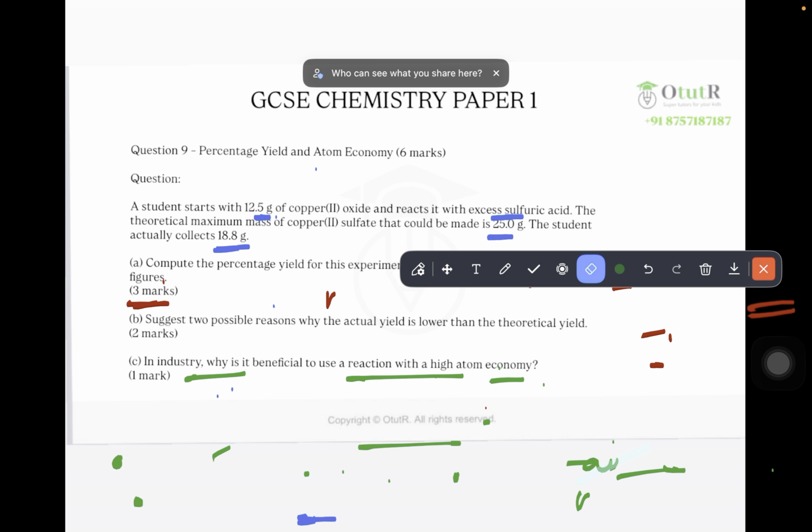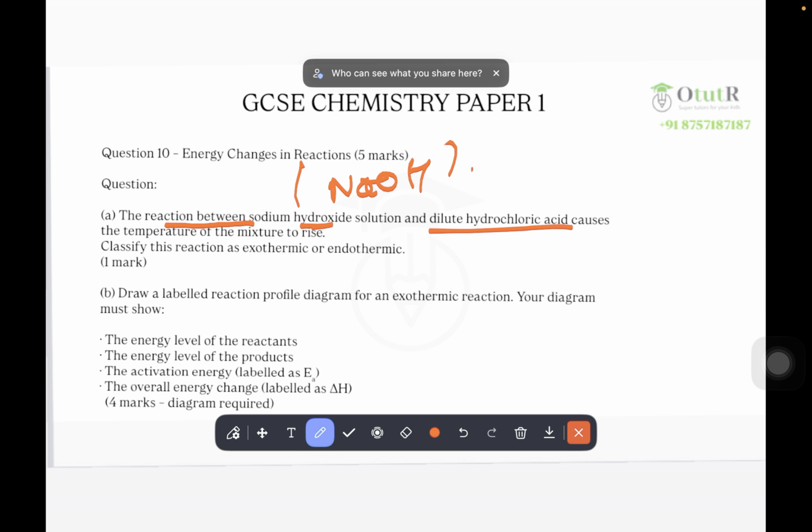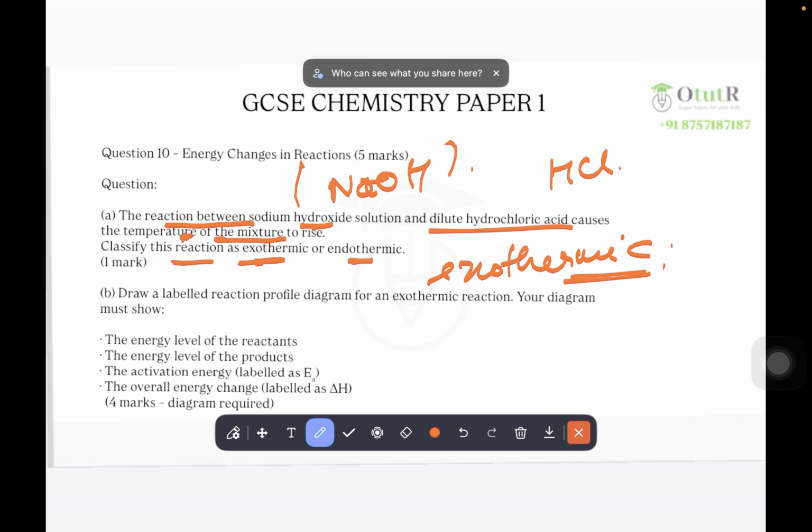Moving on to the last question. The reaction between sodium hydroxide, NaOH, and dilute hydrochloric acid, HCl, causes the temperature of the mixture to rise. Classify this reaction as exothermic or endothermic. Now the question clearly states the temperature is rising, means it is an exothermic reaction. Temperature rises in exothermic reaction, and it means heat energy is released.